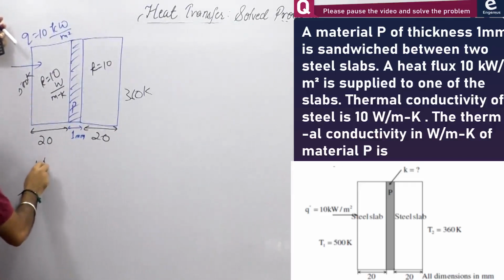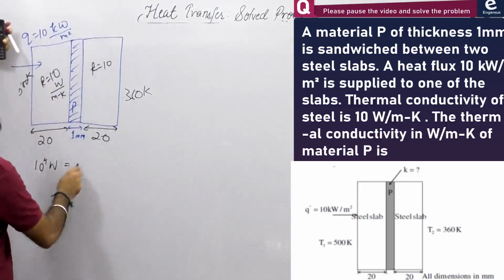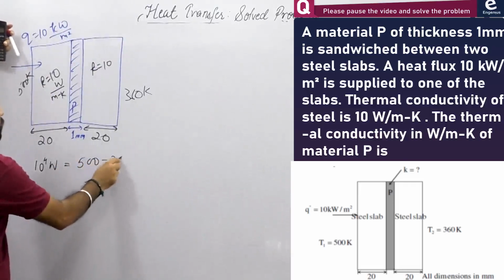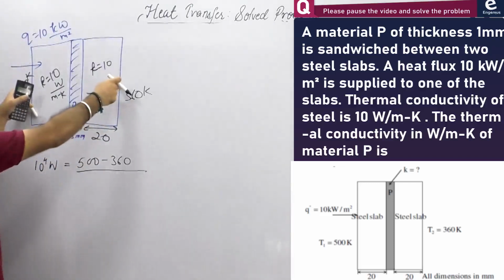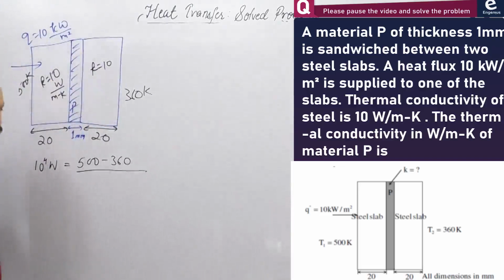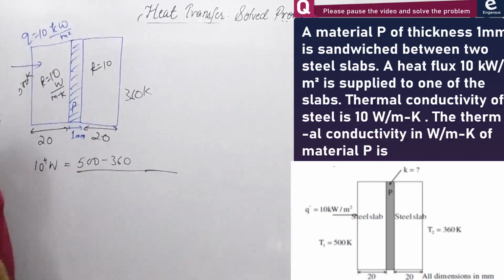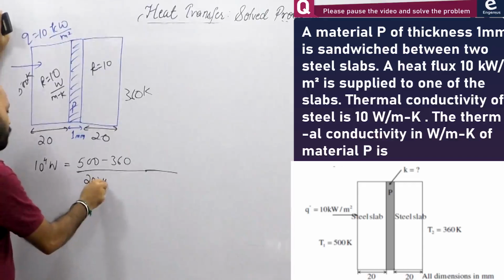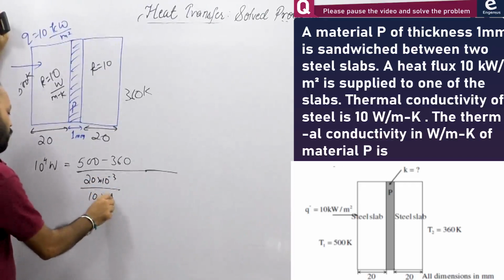So I can write 10 raised to the power 4 watts. Because ये watt में है ना? That is equal to 500 minus 360. करेक्ट? क्यों किया मैंने ये? आपको पता है, these are the surface temperatures, and in between there are 3 resistances of same material or different material. Let's see. So Q is equal to total driving force divided by the resistance. What is resistance? This is L by KA, right? But this is in meter. This 20 has to be changed, right? So 20 into 10 to the power minus 3, L by K. What is K? 10 into A. Correct?